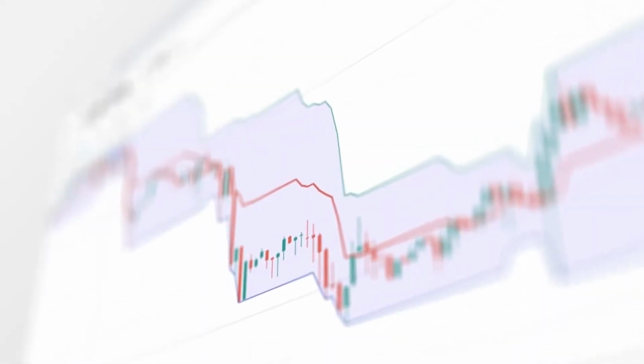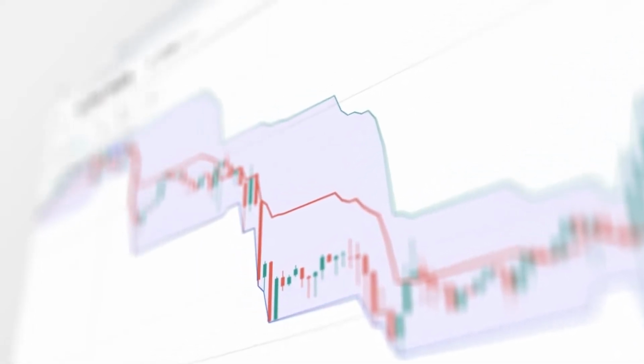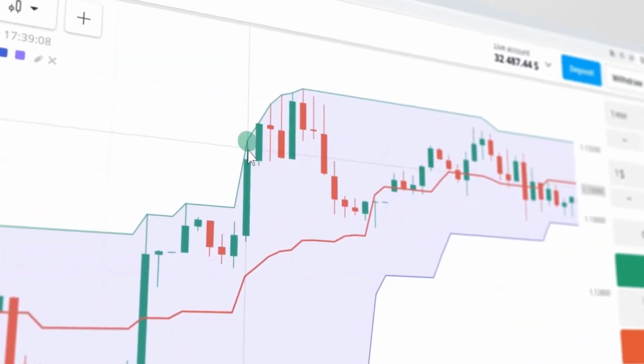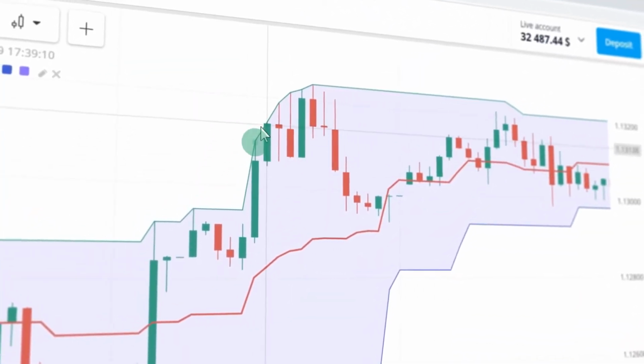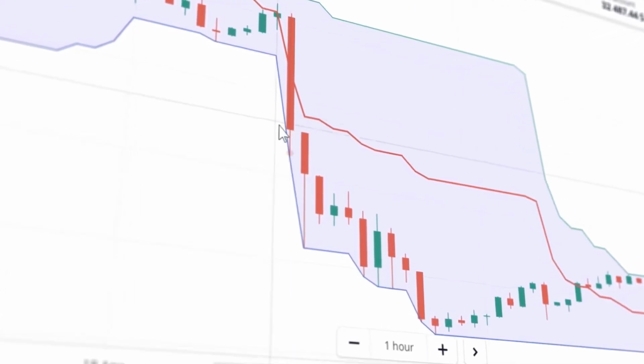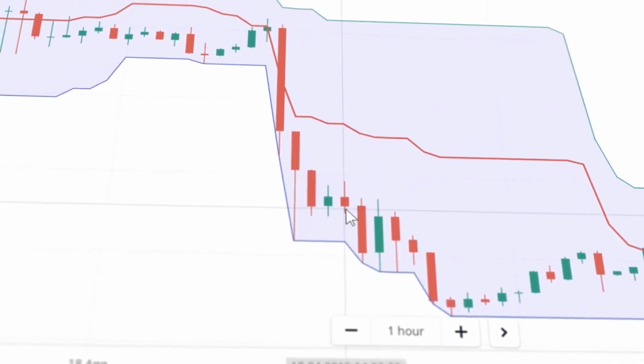We get a signal to enter a position when the price breaks the previous maximum or minimum of the channel. If the price breaks through the maximum or upper Donchian line, we get a signal to enter a buy position. Likewise, if the price breaks through the minimum or lower Donchian line, we get a signal to enter a sell position.